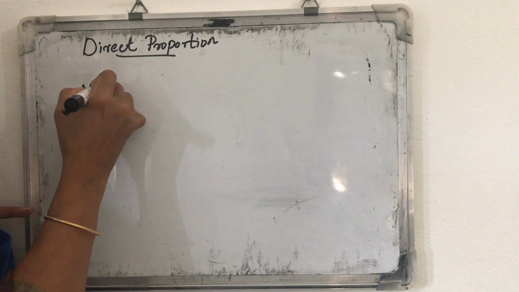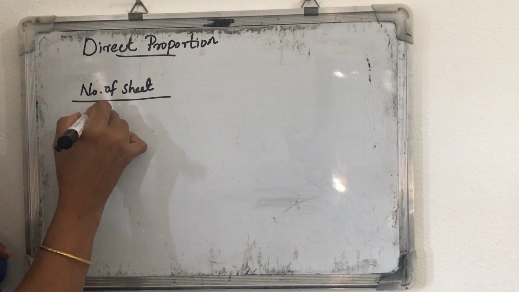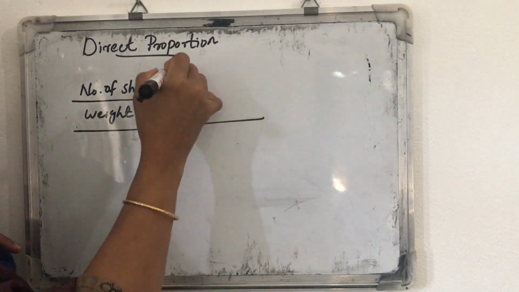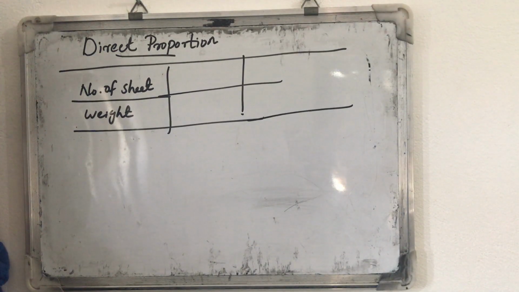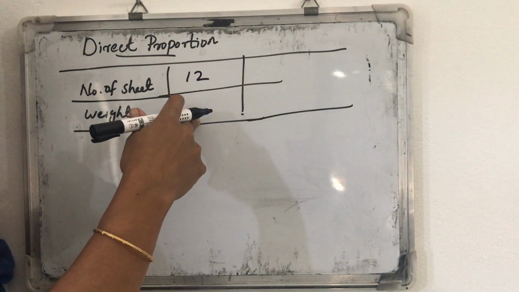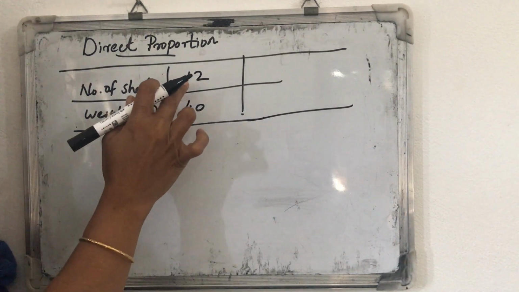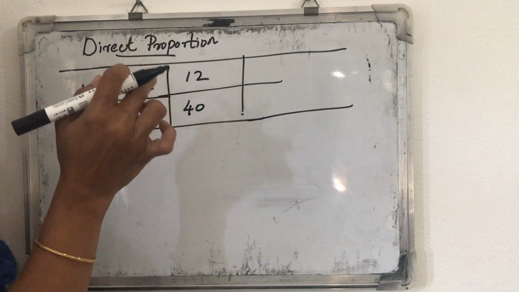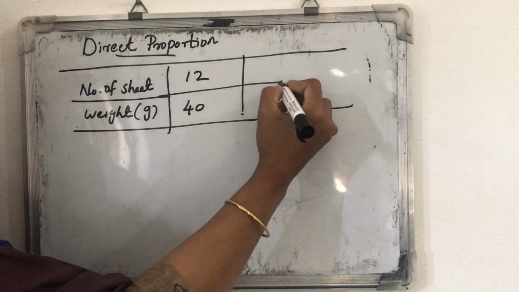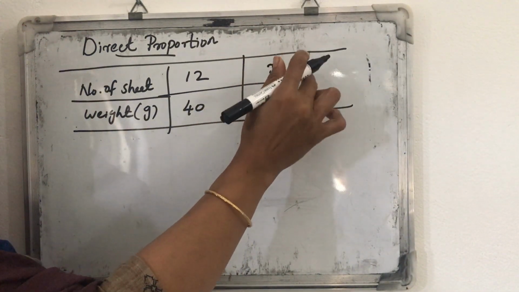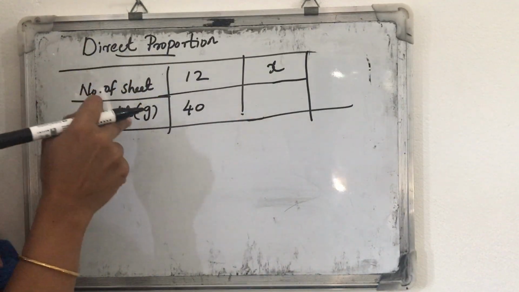First one is the number of sheets. If we take one table, it will be very easy. Number of sheets, and the other is weight. Number and weight we are comparing here. So what is given? If the number of sheets is 12, its weight is given as 40 gram. Here weight we are representing in gram. We want to find how many sheets of the same paper. Here we don't know the number of sheets, so we can take one variable x. Its weight is given as 2.5 kilogram. 2.5 kilogram is how much gram?